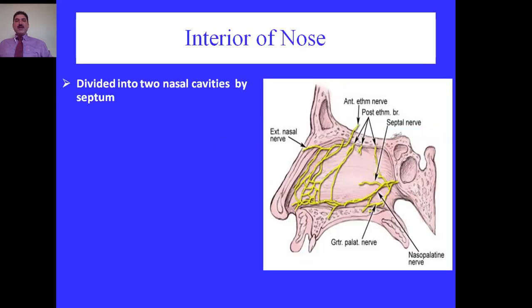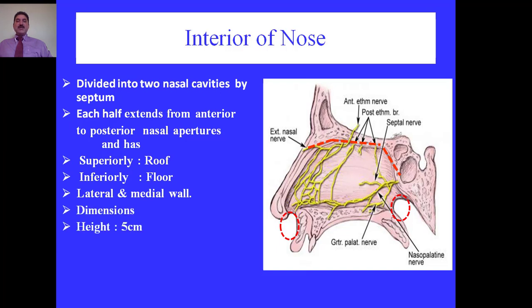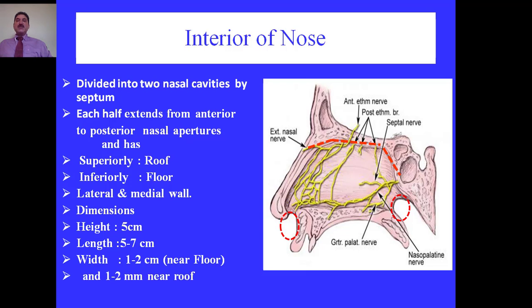Interior of the nose is divided into two nasal cavities by the nasal septum. Each half extends from anterior to posterior nasal apertures and has a roof superiorly, which separates it from the anterior cranial fossa, an inferior floor, and it also has lateral and medial walls. Dimensions of each nasal cavity are: height is about 5 centimeters, length is 5 to 7 centimeters, and width is 1 to 2 centimeters near the floor, but 1 to 2 millimeters near the roof.